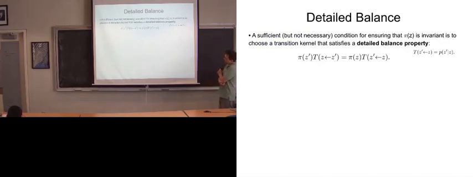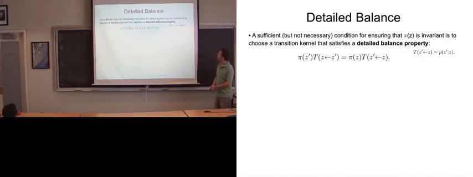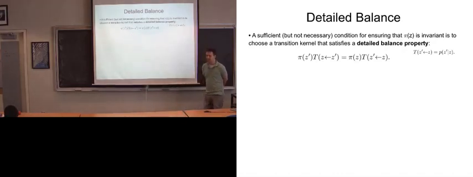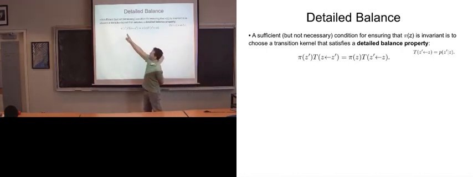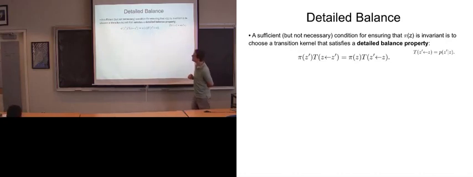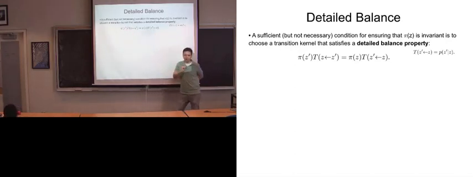Now, a sufficient but not necessary condition for ensuring that pi is invariant is to choose a transition kernel that satisfies a detailed balance property. Right? Again, just as a reminder, this is given by the conditional probability. And this is the detailed balance property. This effectively specifies the joint distribution of z prime, z, and this also specifies the joint distribution of z prime, z. Okay? But the intuition here is that you're starting at z prime and moving to z, or you're starting at z and moving to z prime.